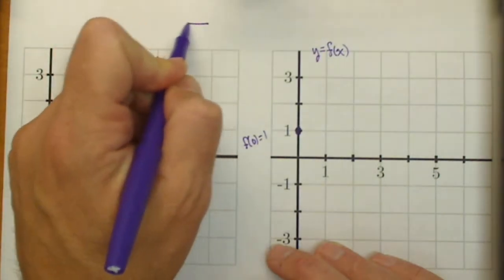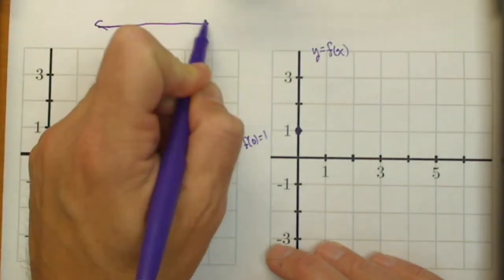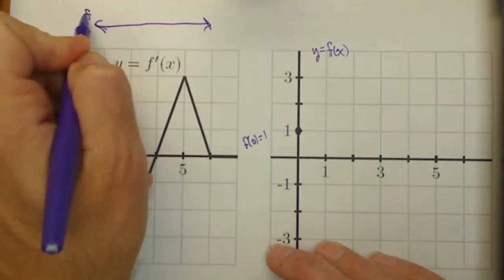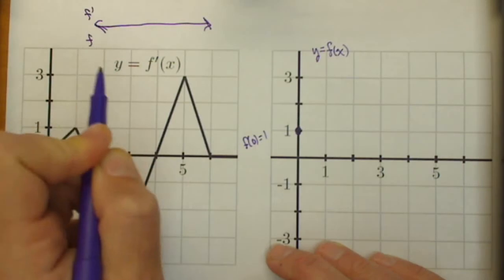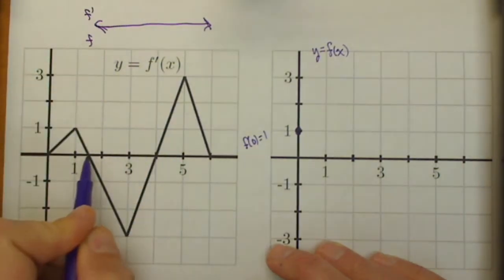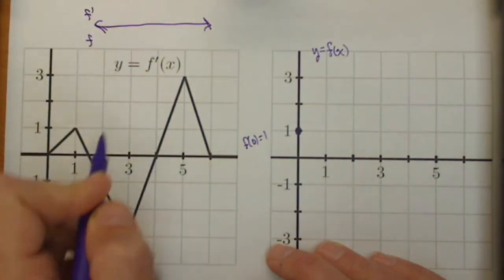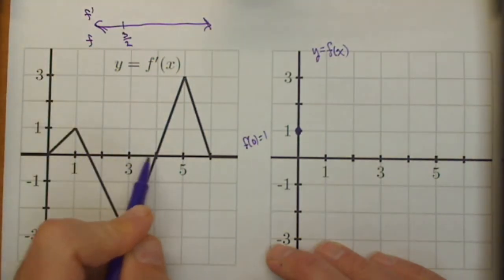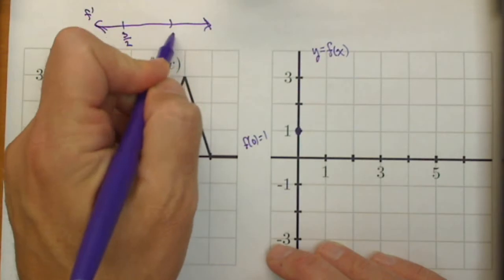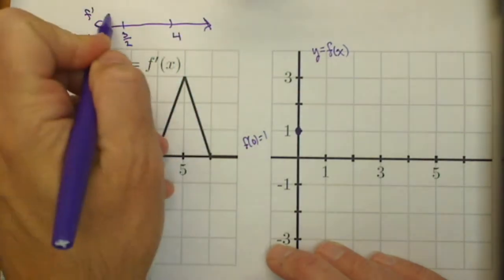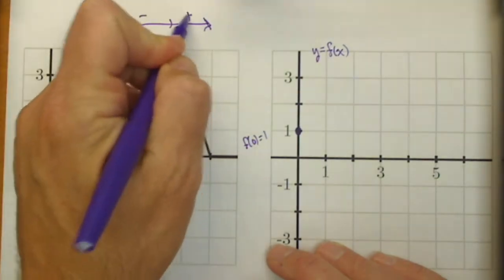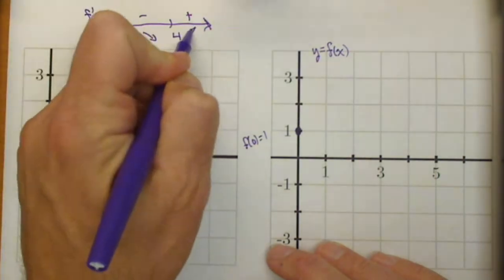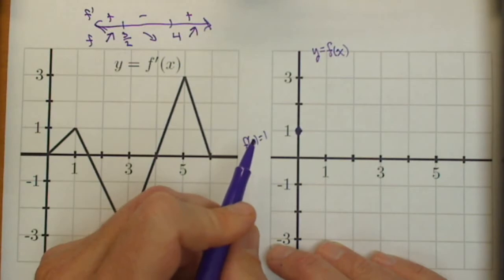So let's do our number line like we did in the last chapter. Up here we'll check f prime, and down here we'll see what's going on with f. If we find the zeros, we have one at 3/2 and one at 4. The derivative goes positive, negative, positive. That means f is going to be increasing, decreasing, increasing. So there's our intervals of increasing and decreasing.